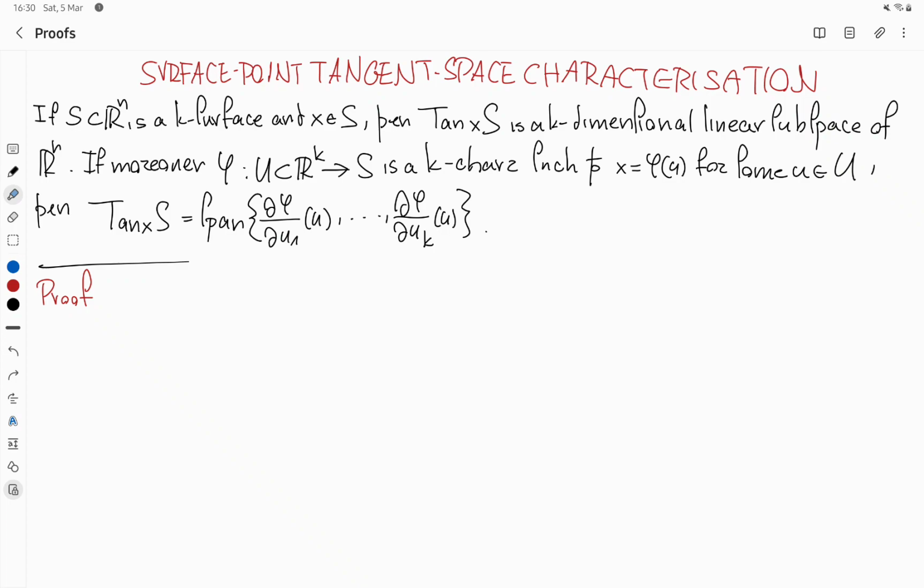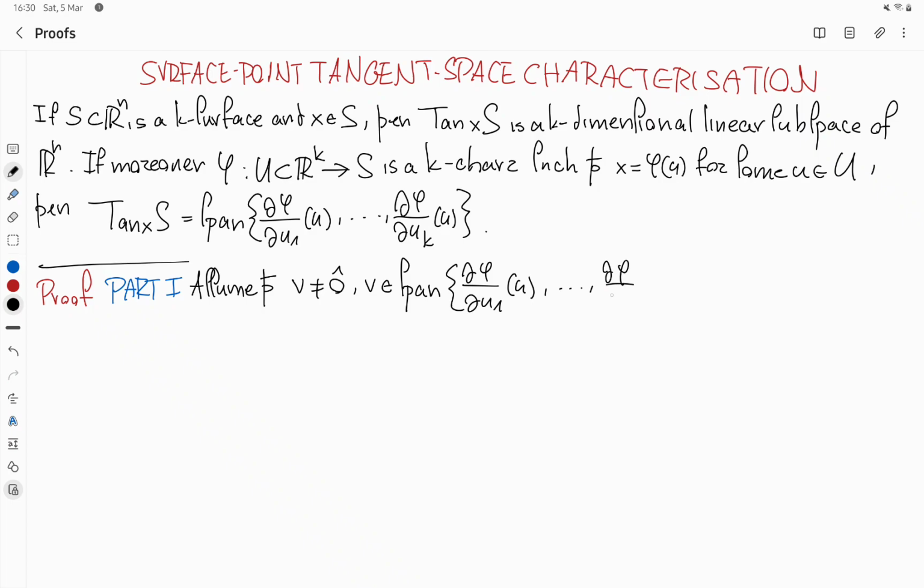Well, we want to show the equality of two sets. So we will show that if an element is a member of one set, it is automatically a member of the other. So we will prove two implications and we'll get an equivalence, right? So proof, part 1. Assume that v is a non-zero vector such that it is an element of the span of these partial derivatives. Right? This means, by definition, that v can be expressed as some linear combination of these partial derivatives. So we write the sum, for some coefficients alpha, of the partial derivatives at u.